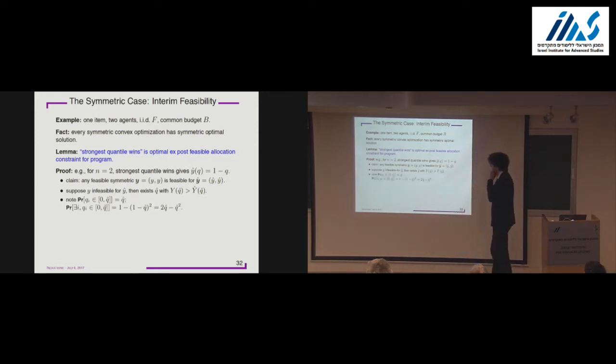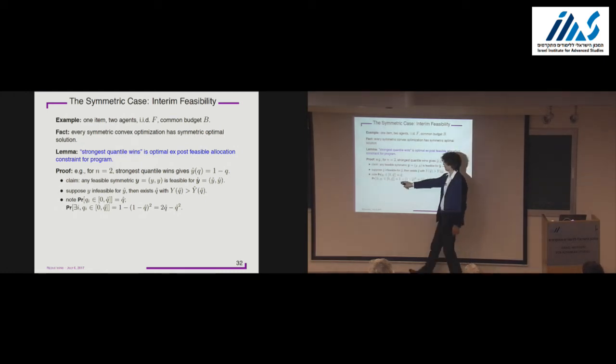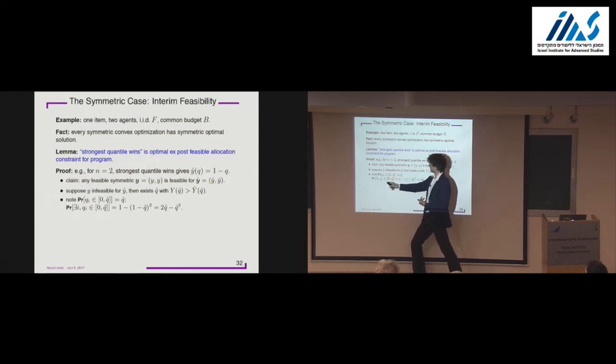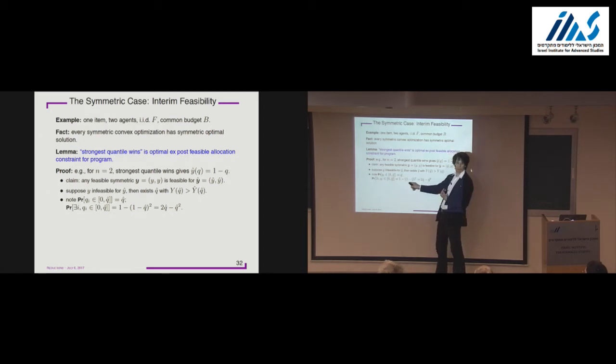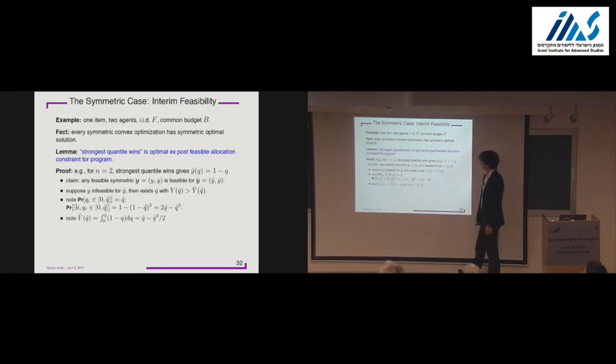Okay, good. Let's just look at some facts about this q hat. The probability there exists an agent who's stronger than q hat is exactly... the probability that one agent is stronger than q hat is exactly q hat. The probability there exists an agent is 1 minus q hat squared. That's just what we did on the previous slide, but more generally. Okay? Simplifying, it's that.